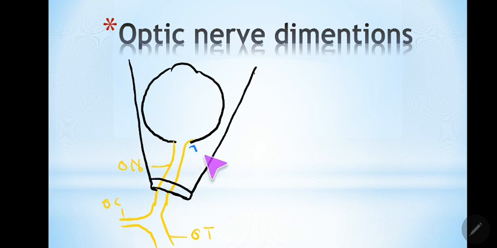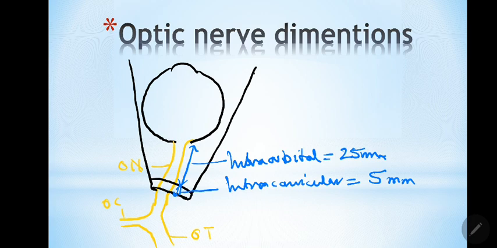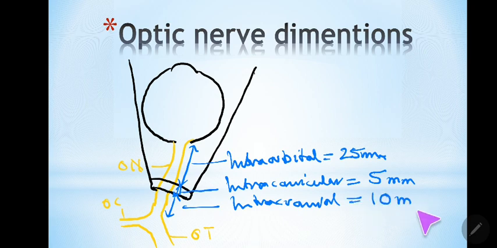This course of the optic nerve within the orbit is called the intraorbital portion, and this is around 25 millimeters in length. And this portion here is the intracanalicular portion of the optic nerve, and it is around 5 millimeters. And this portion is the intracranial portion of the optic nerve, and this is around 10 millimeters.